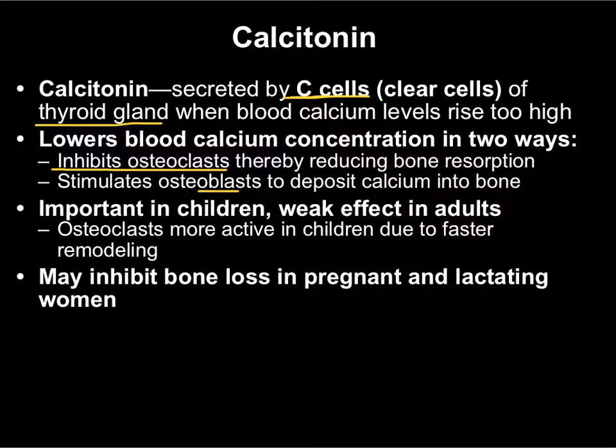In adults, that doesn't happen very often. It really only happens when you have a broken bone and it's healing. Well, no, that's not true. It does happen all the time in adults, but at a much slower rate than it does in children. So your osteoclasts as an adult are just simply less active. If they're less active, then inhibiting them is less important. Calcitonin can also help to prevent bone loss in pregnant and lactating women, preventing your body from losing too much calcium to milk production.